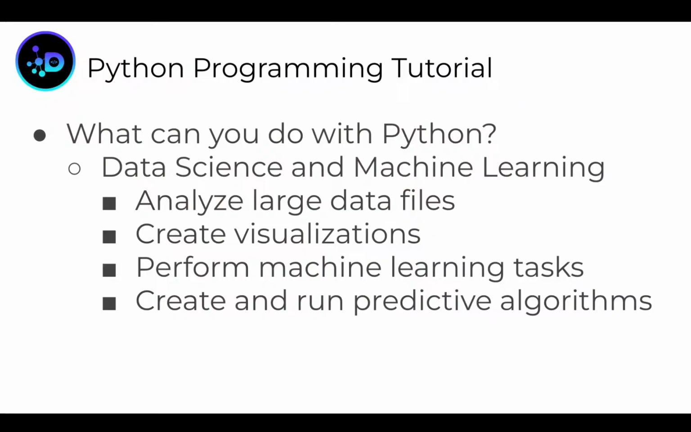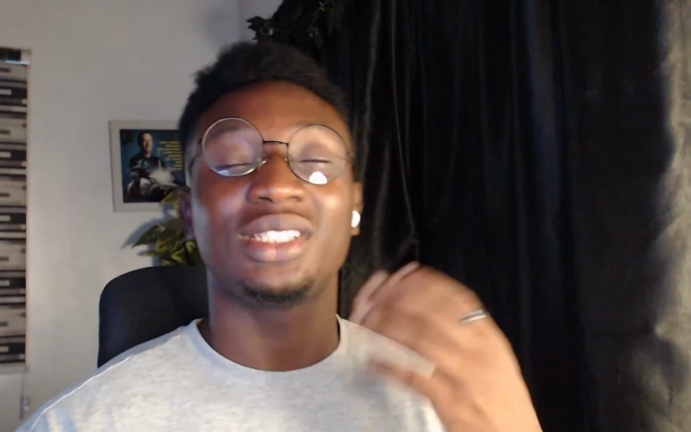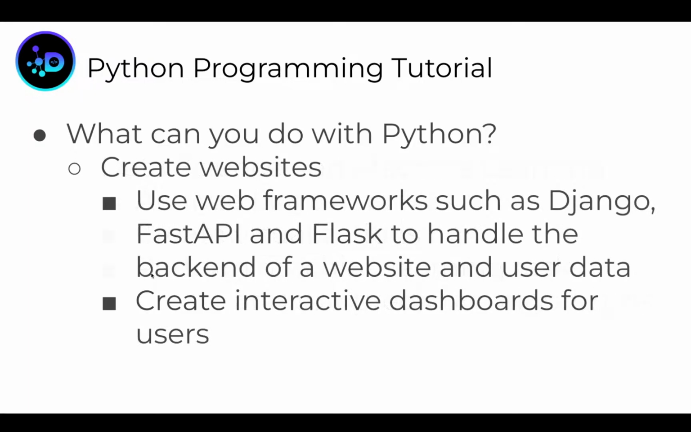So now you can also use it to create and run predictive algorithms, right? When it comes to working with logistic regression or linear regression, for those that want to dive into data science, you can actually use Python to do all of that, right? So now let's go on to the next slide, which is what we can actually use Python for again. The next thing we can use Python for is to create websites. You can use web frameworks such as Django, FastAPI, and Flask to handle the backend of a website and user data, right?